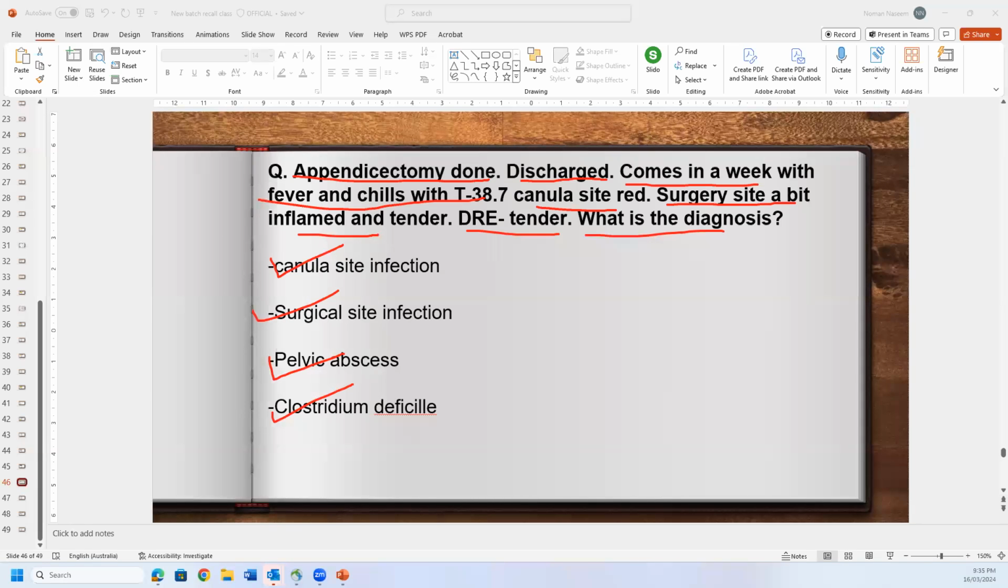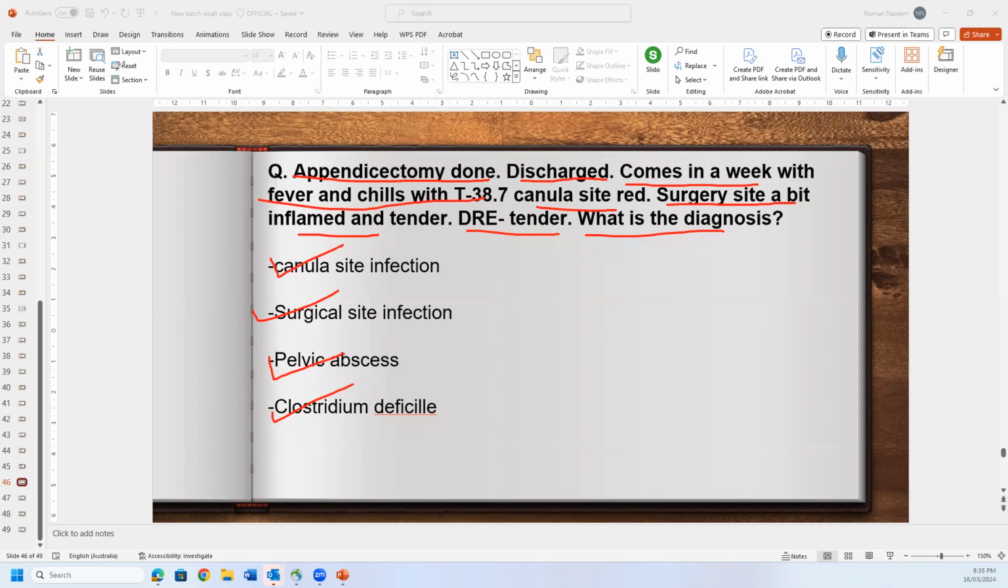Excellent, guys. So if a patient has a surgery done, comes back, especially appendectomy, has high-grade fever and chills, so they have systemic infection, right? Cannula site is just red. Surgical site is red and inflamed. No problem. The patient can have a surgical site infection. But our tender DRE indicates that there's a formation of abscess intra-abdominally.